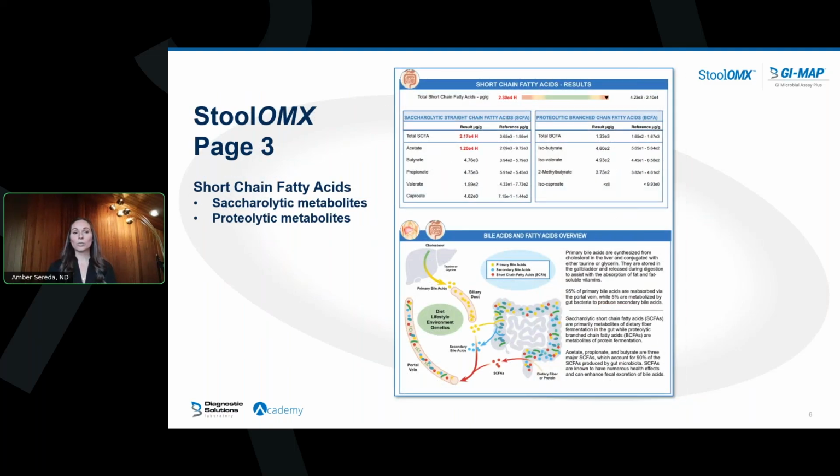And then the last page of the StoolOMX add-on is a breakdown of the quantification or the numbers for our saccharolytic and proteolytic metabolites. You've got saccharolytic on the left and proteolytic on the right. And then at the bottom of that page, you've got a visual representation of the physiology for bile acids and short chain fatty acids. So that's our orientation generally to the StoolOMX. Again, we're going to see these repeated through so that they start to get into your mind a little bit, but we need to be able to understand what we're dealing with here.